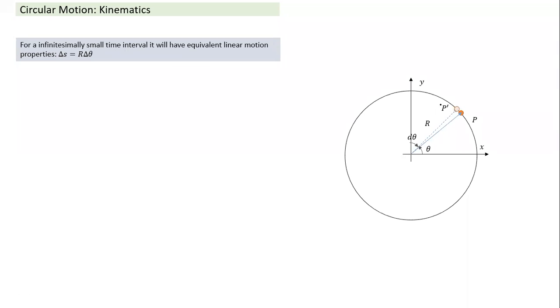So here in time delta t, what is the linear displacement? If I have to calculate from this point to this point, the angle has changed by d theta. So of course, the linear displacement will equal r into d theta. I hope you all understand. So this is how angular displacement is related to linear displacement.